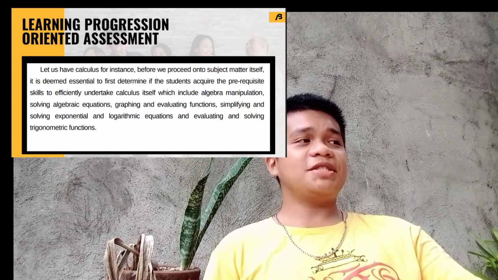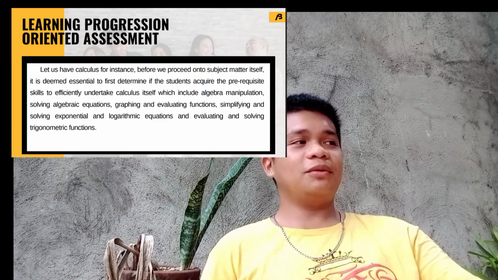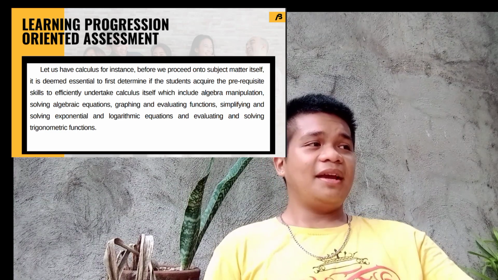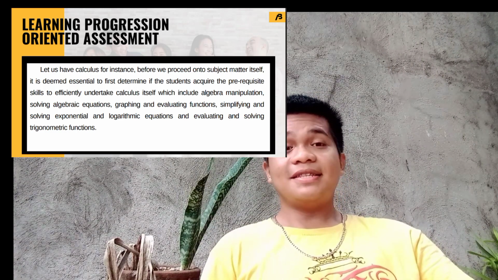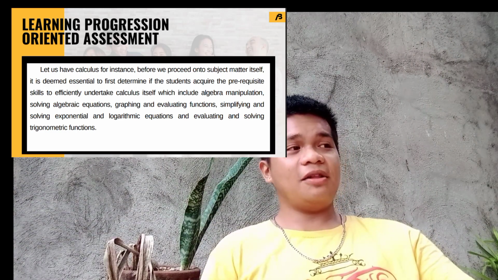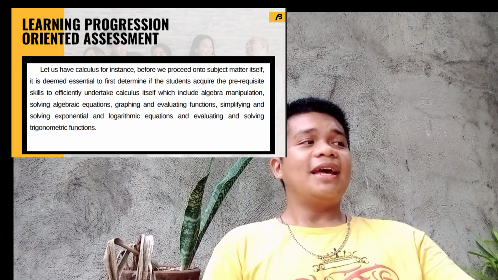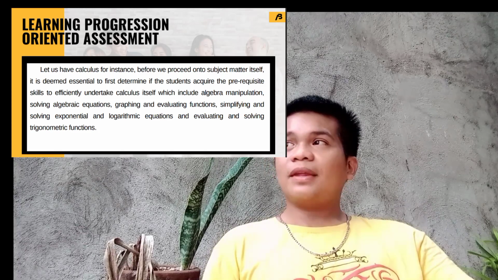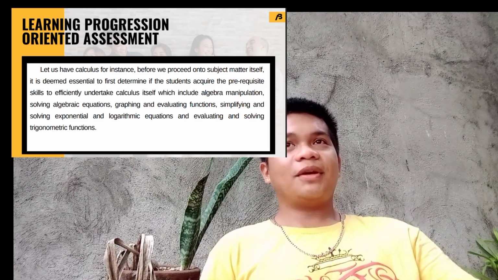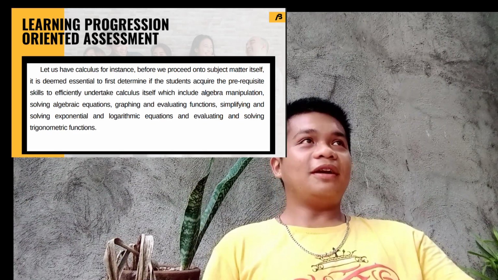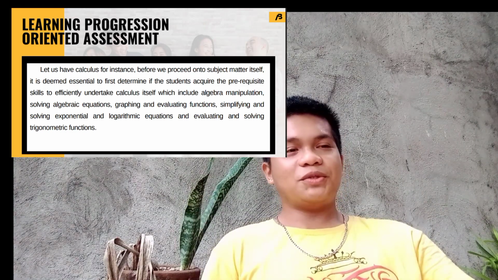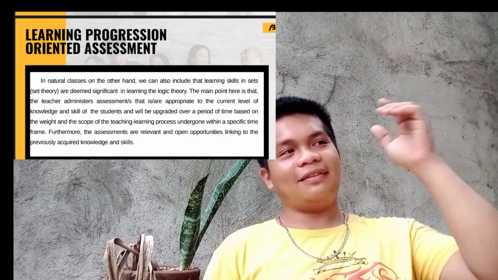Aside from algebra manipulation, you should also master solving algebraic equations, graphing and evaluating functions, simplifying and solving exponential and logarithmic equations, as well as evaluating and solving trigonometric functions. So let me tell you something. Calculus, especially when there is an integration of trigonometric functions, is actually very difficult to do. So moving forward, we also have another example.